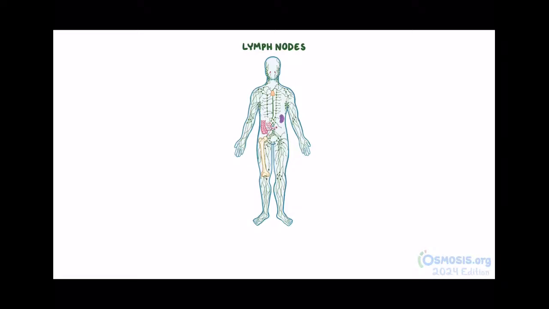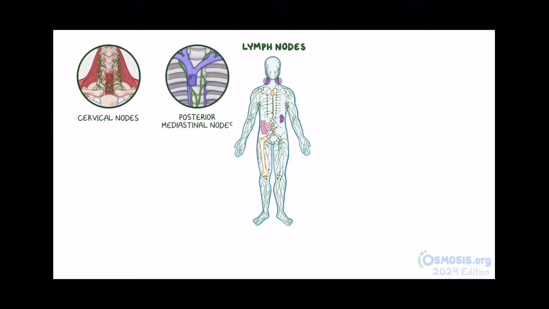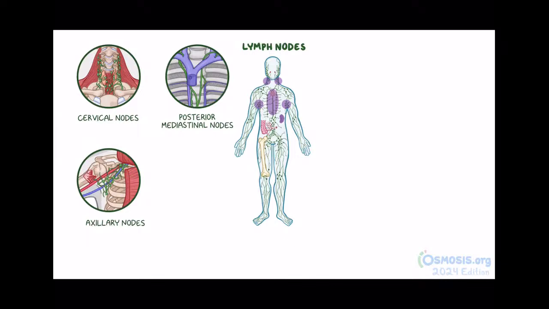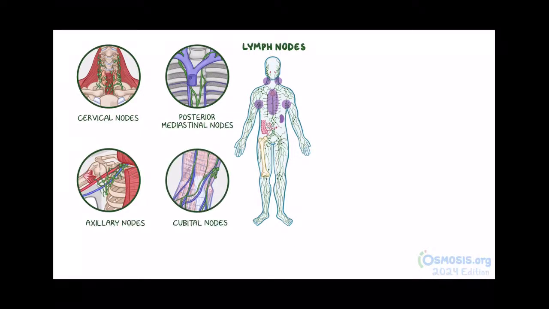Let's start with the major lymph node groups in the upper body. First are the cervical lymph nodes, which lie on both sides of the neck, and the posterior mediastinal lymph nodes, which lie between the heart and the vertebral column. Next are the axillary lymph nodes, which are located in the axilla or armpit region. Further down the arm are the cubital lymph nodes, which lie in the cubital fossa on the anterior part of the elbow.